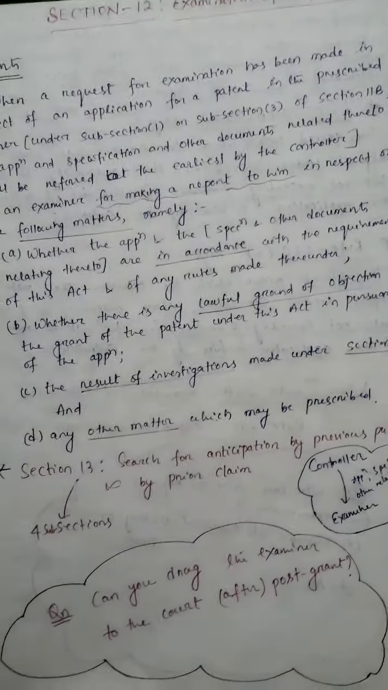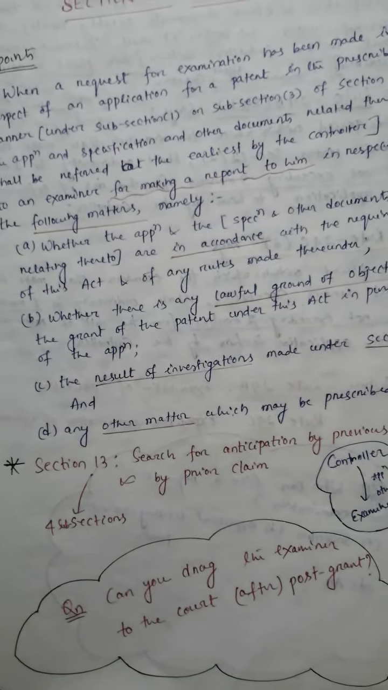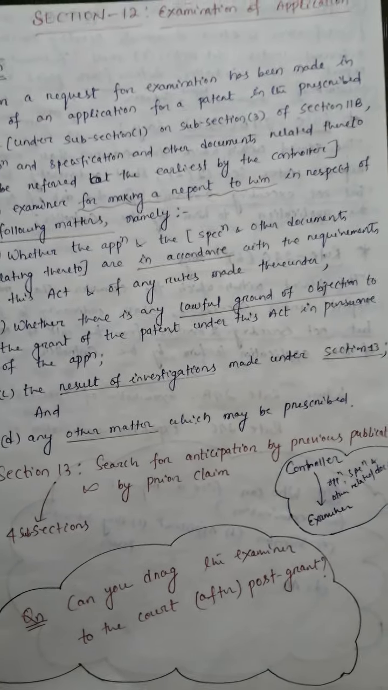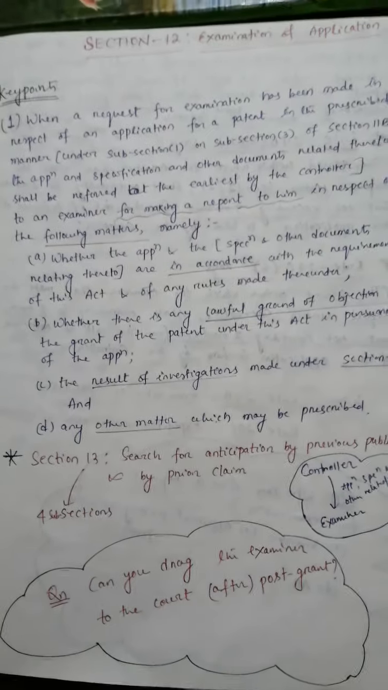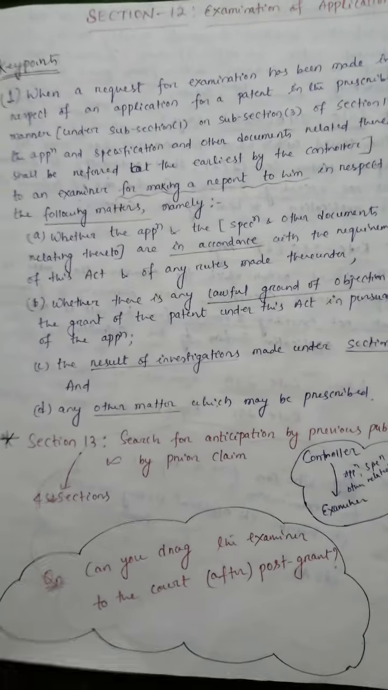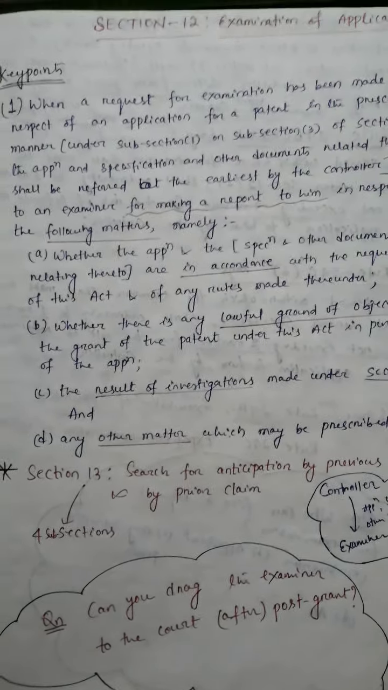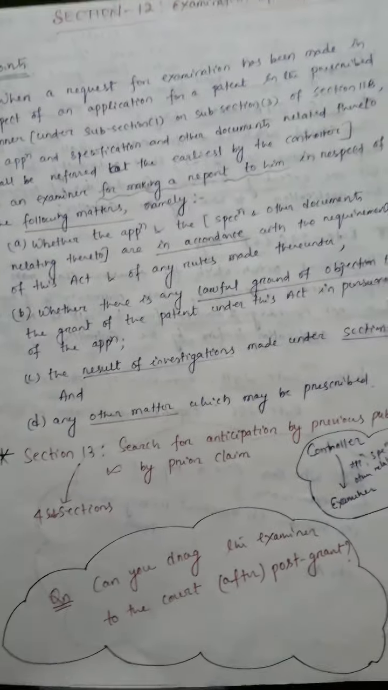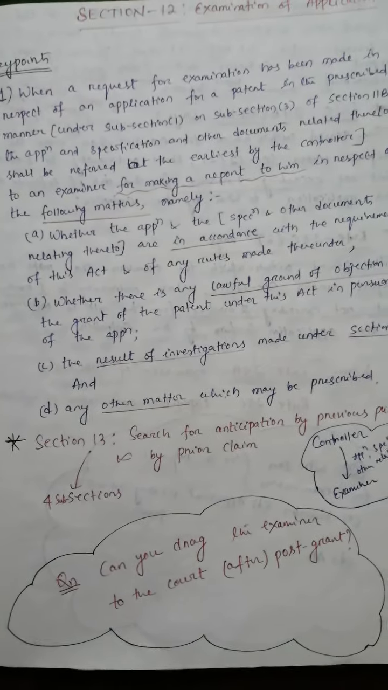Actually, section 13 is search for anticipation by previous publication and by prior claim. So bit C says that the result of investigation made under section 13 should also be considered. Then bit D says any other matter which may be prescribed. That means if any matter is not covered by bit A, B and C, that must be covered by bit D. So this way subsection 1 is completed.